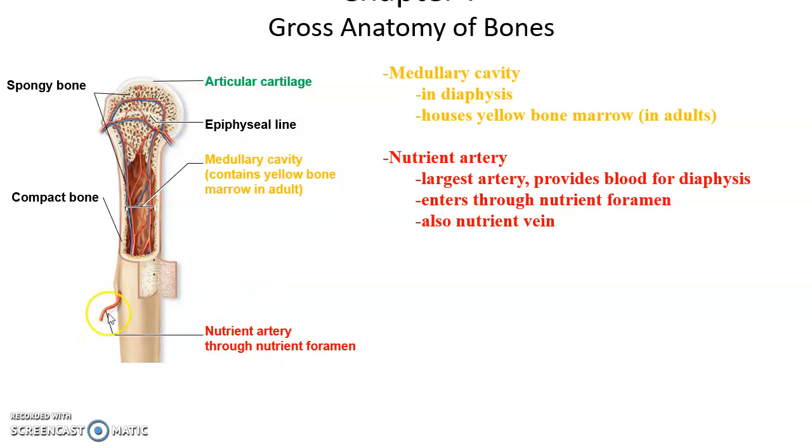Also, there will be a nutrient artery and vein that will enter and exit the diaphysis through a nutrient foramen. Foramen means hole. So it's a hole where a very large artery enters and a very large vein exits, providing the blood vessels, the blood for the diaphysis of the long bone.